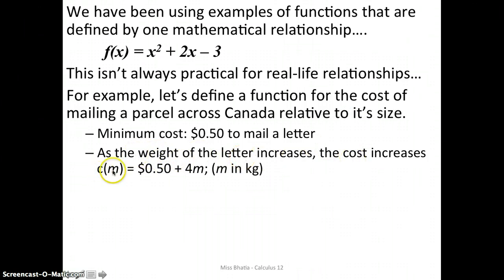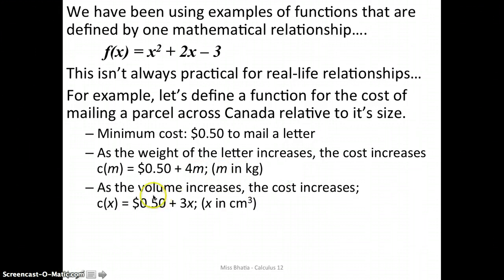So cost, let's say m is mass, it'll be the minimum plus just some random function that I use as an example here. For example, plus 4m. So m, let's say it's measured in kilograms. And also, as the volume increases, as the size of the actual parcel increases, the cost is also going to increase. So x, let's say that is the volume measured in centimeters cubed. And so we'd have another function where cost is dependent on the volume.